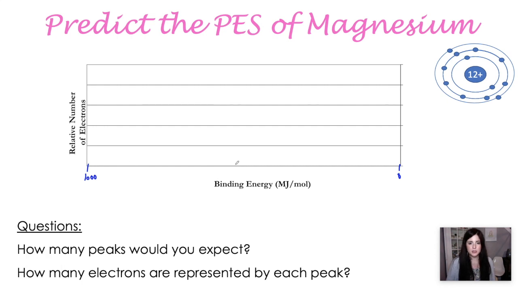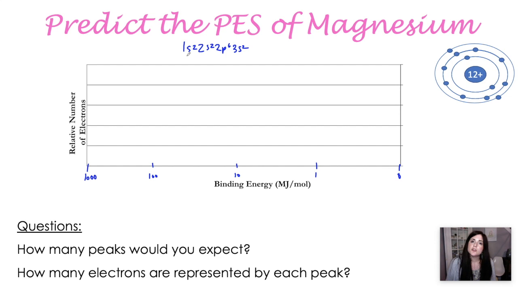So I'm going to draw 10 in the middle. I'm going to draw 1 right here. And I'm going to draw 100 right here. So magnesium, as we know, is a little bit smaller than sodium. So let's consider its electron configuration. We have 1s2, 2s2, 2p6, and then 3s2.